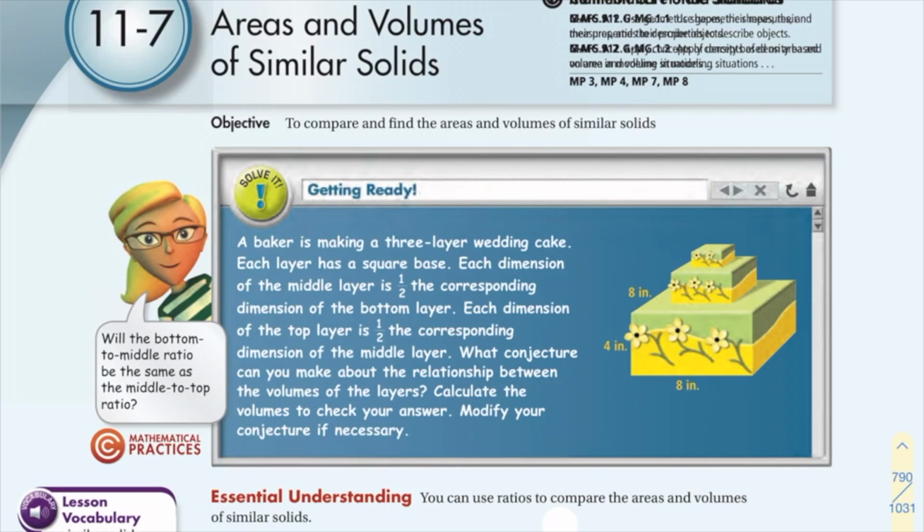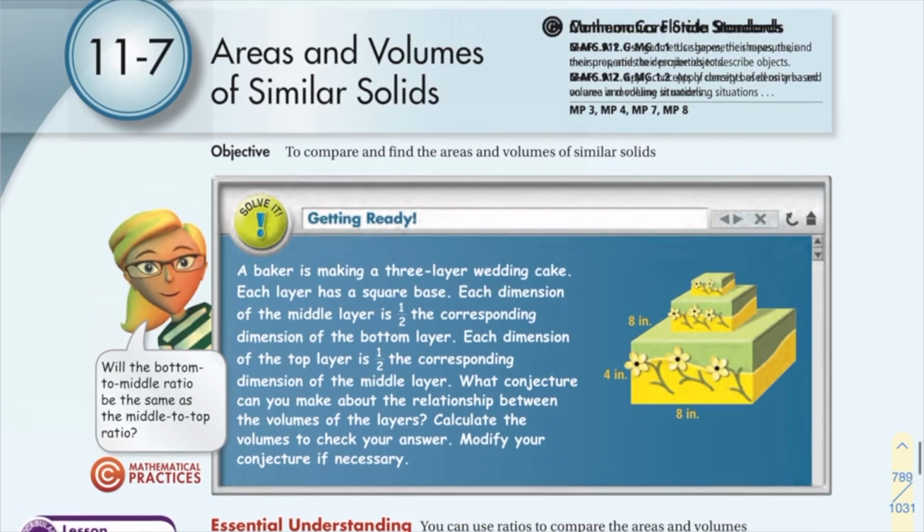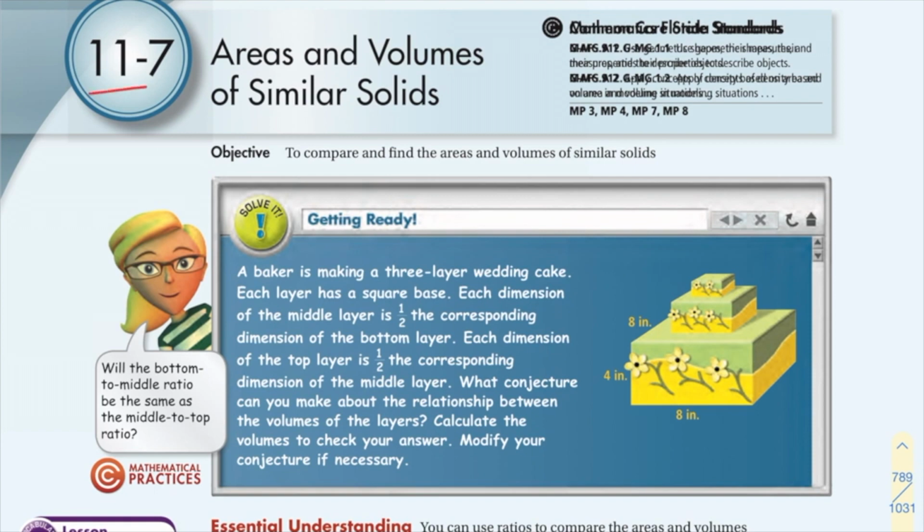Hey Lancers! Here we are, 11.7, and this is the last section of the chapter. Woohoo! And in this chapter, we are going to be exploring areas and volumes of similar solids.